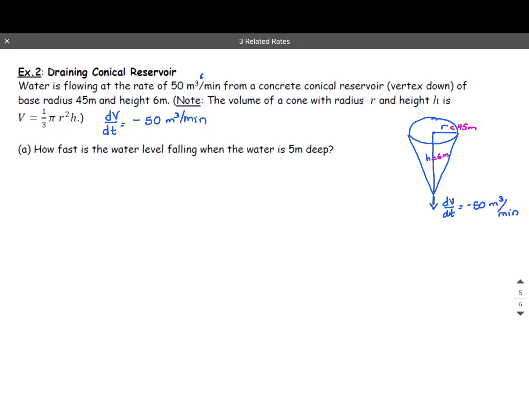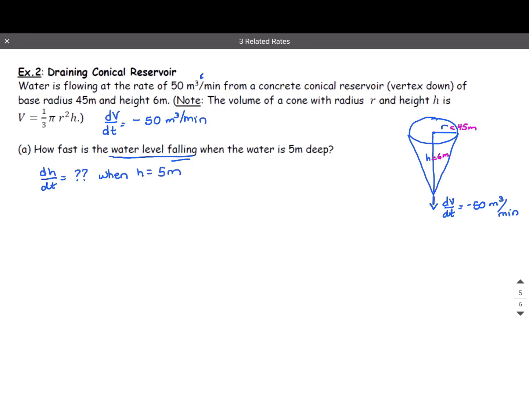Okay. Then they go on, isn't it nice? They tell us what the volume of the cone is with radius r and height h. Now, in part A, they want to know how fast the water level is falling when the water is 5 meters deep. So the water level is h. If they want to know how fast that's falling, we need to know dh/dt when the height of the water is 5 meters.